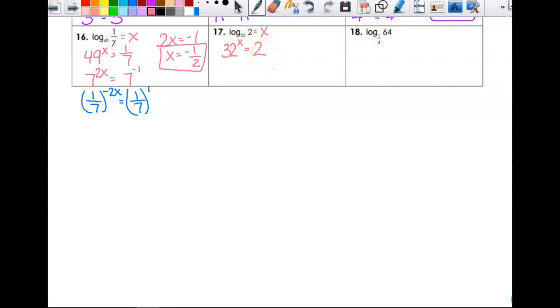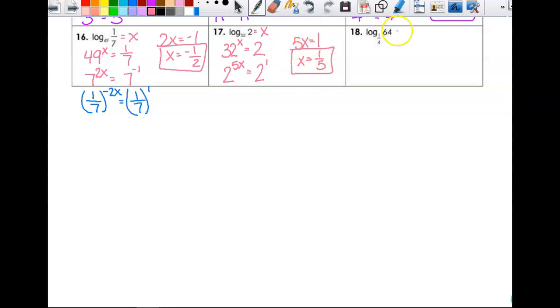Don't really have options here. I think 2 is going to have to be my base. So 2 times 2 is 4, 8, 16, 32. So that's to the 5th. So I have 2 to the 5x power equals 2 to the 1st. So 5x equals 1, and x equals 1/5. Okay, we good? All right.